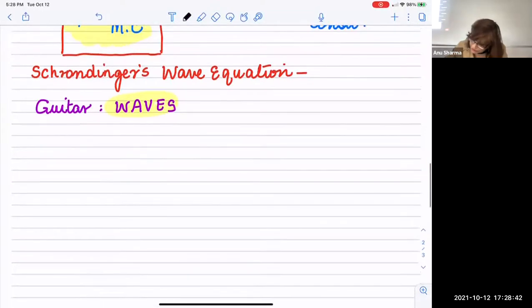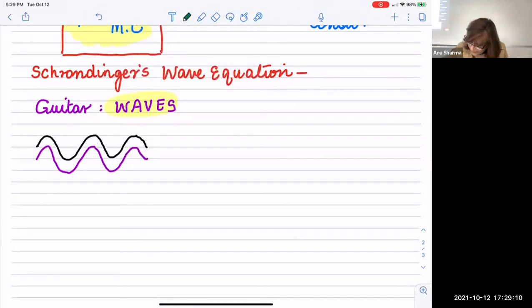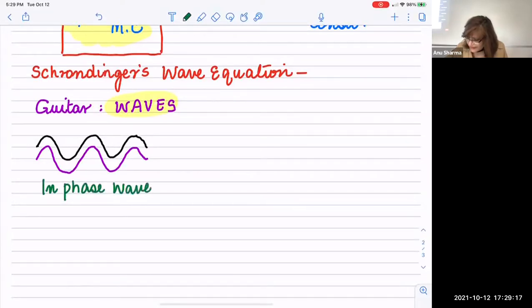When the two strings of the guitar work together, so this is one string of the guitar, like when you pluck the string. This is one string and this is the other string. They are in sync and beautiful music is produced. So when the waves work together, these are the waves that are in phase. We also call them synchronous waves. Synchronous means working at the same time.